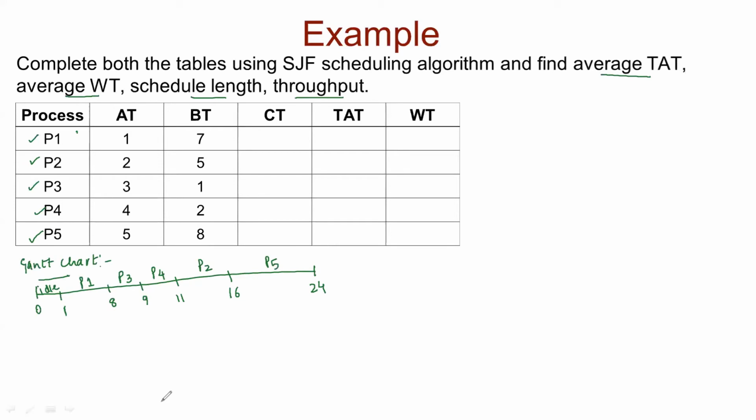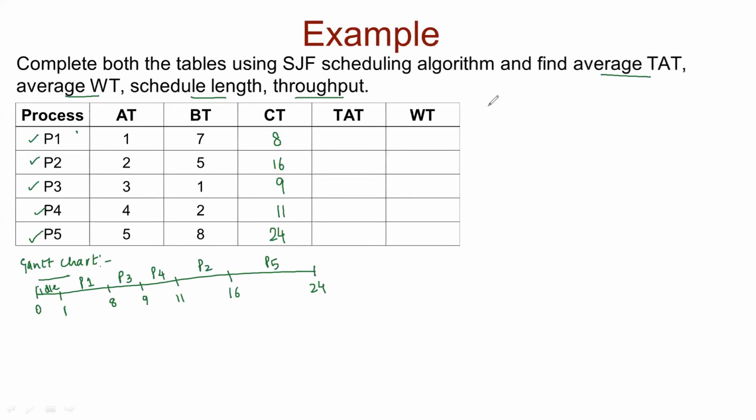That's it. Now most of the work is done. We will first fill the completion times. Completion time of P1 is 8, of P2 is 16, P3's completion time is 9, P4 is 11, and P5 is 24.